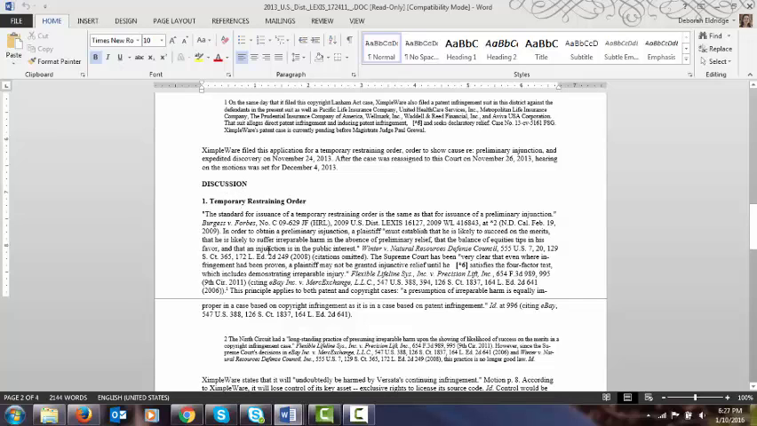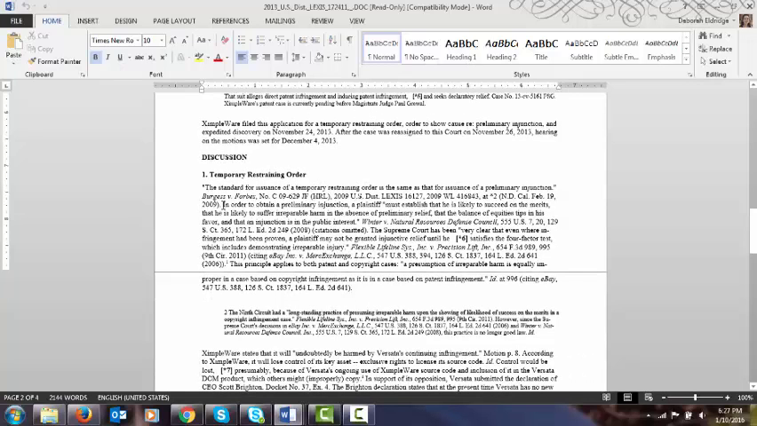And when you have the discussion, what that means is now the court's going to really start identifying the issue in the case. And so it talks about the temporary restraining order. The standard for issuance of a temporary restraining order is the same as that for issuance of a preliminary injunction. So if we know that, now what the court is going to do is start talking about the requirements for issuing a temporary injunction or a preliminary injunction or a temporary restraining order, TRO, whatever we want to call it or refer to it.